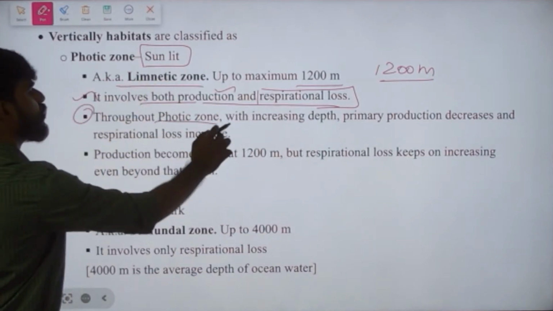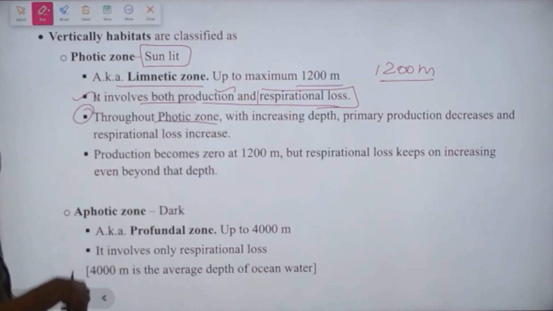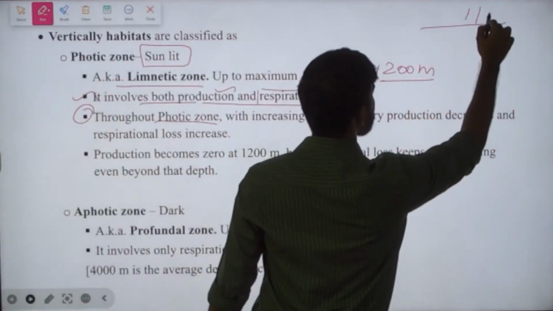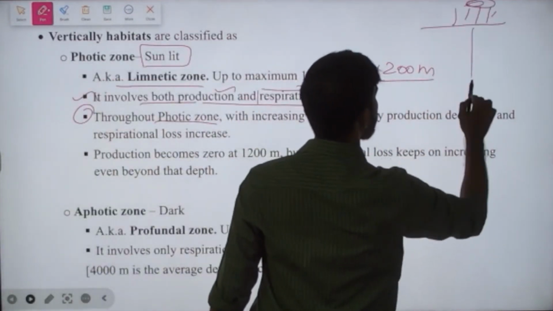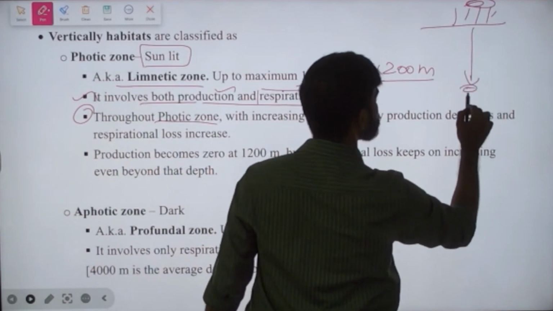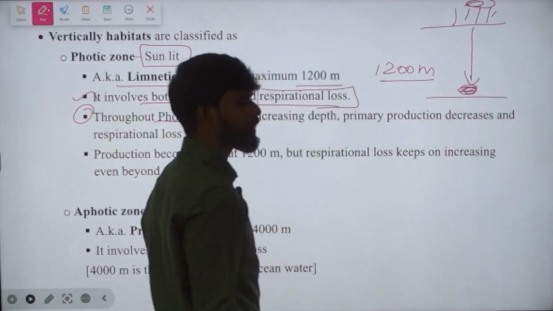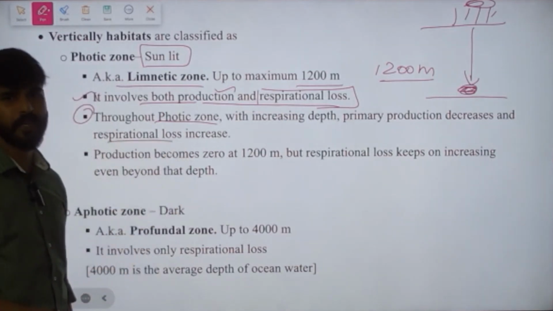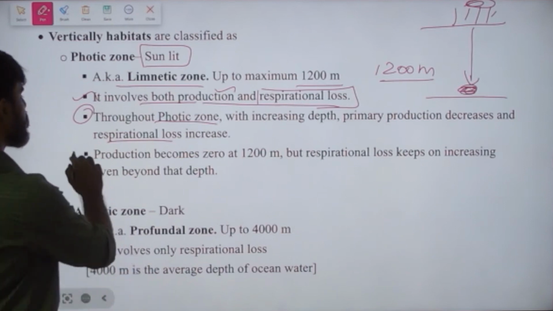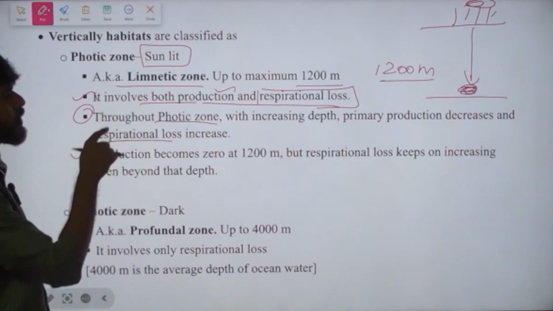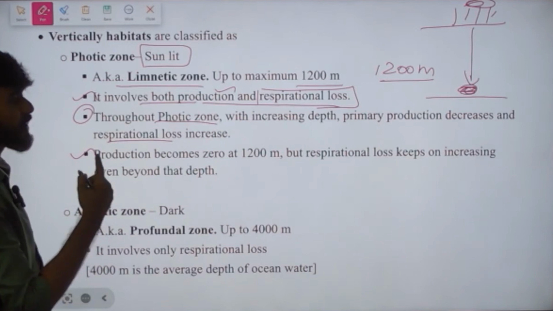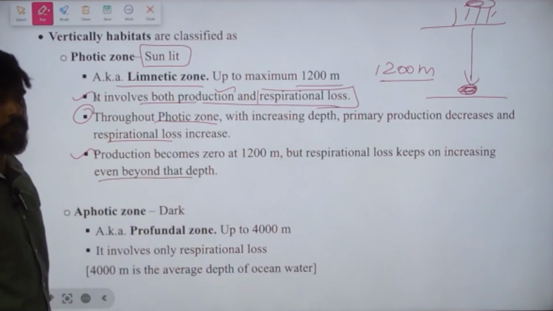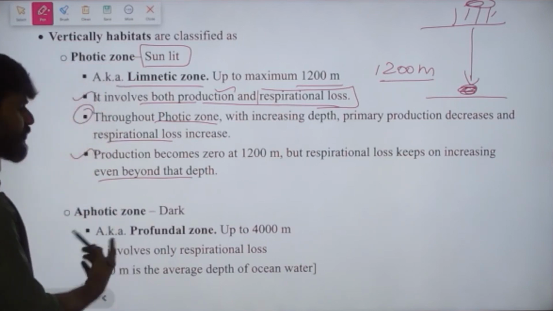And throughout the photic zone, with increasing depth, primary production decreases. Yes, there will be higher primary production at the top because sunlight availability here is more. When we go deeper and deeper, sunlight penetration becomes less and less. That is the reason there is a decrease in production, and respiration loss is also going to increase with increase in depth. Production becomes zero at this particular depth, that is 1200 meters, but respiration loss keeps increasing even beyond that depth.